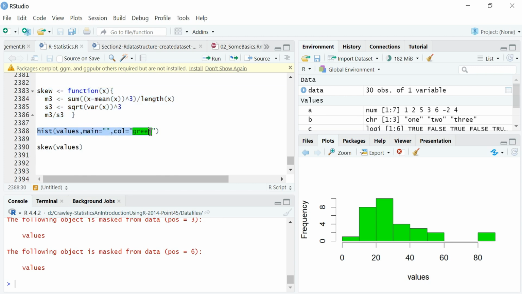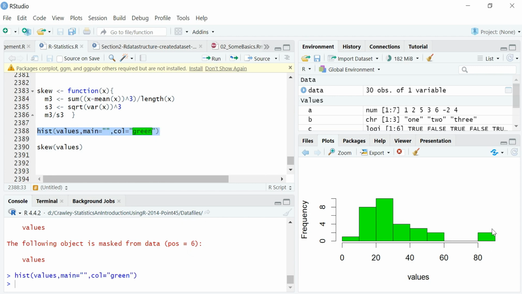Before we calculate the skew, we can show the data. This is the histogram of this data. As you can see, it is quite clear that the right side of the tail is longer than the left side. So it is possible that this has a positive skew.